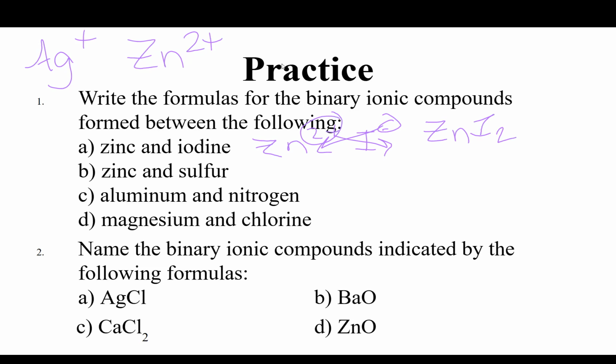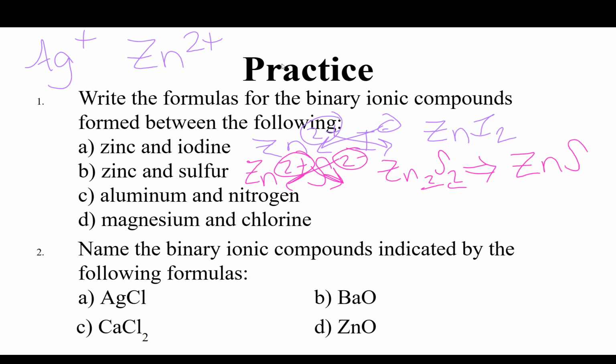Now let's do zinc and sulfur. So you have zinc, 2 plus. Sulfur is in group 16, so it's going to be 2 minus. This one's a little tricky because if you did this, you get zinc 2, sulfur 2. That's not correct because remember, the formula unit is the simplest ratio. This is not the simplest ratio. So you'd have to simplify this to zinc sulfide. So no subscripts.